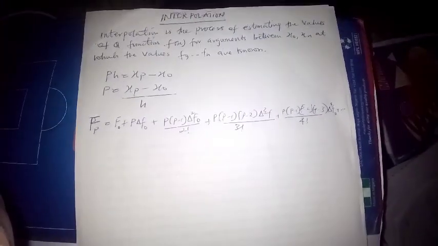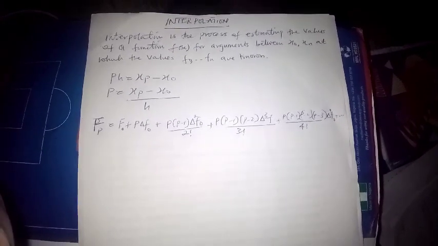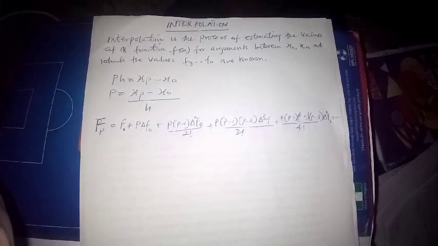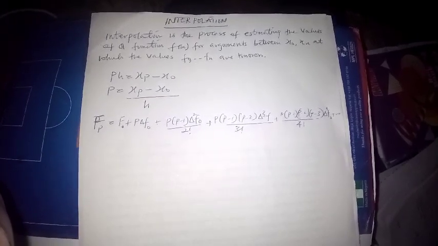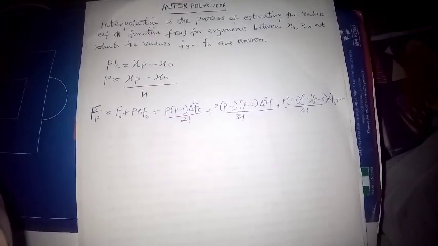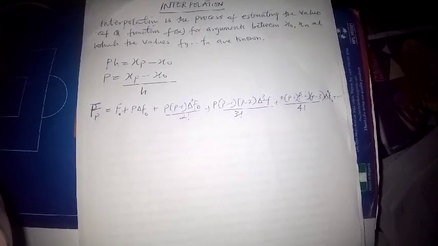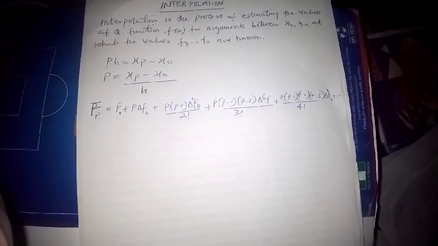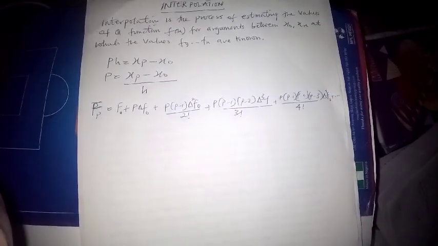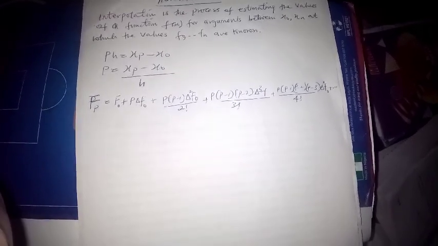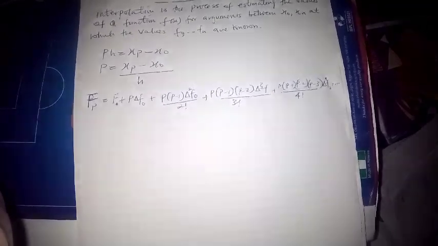Now, interpolation. Interpolation is the process of estimating the values of a function f of x for arguments between x naught and xn, at which the values of x naught to xn are known. Now, looking at the equation here, ph is equal to pn minus p naught. So making p the subject of the formula, which means dividing by the coefficient of p, we have x subscript p minus x subscript 0 divided by h.